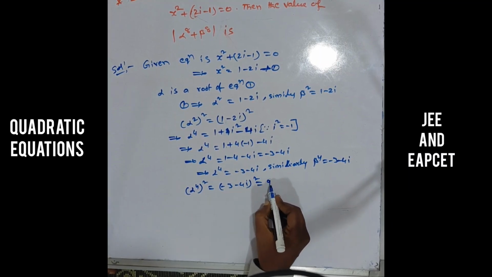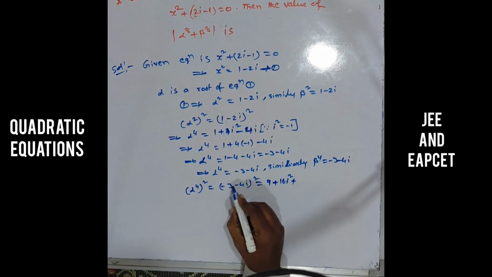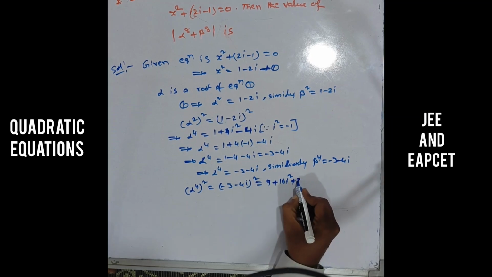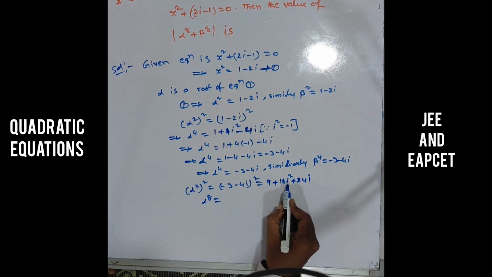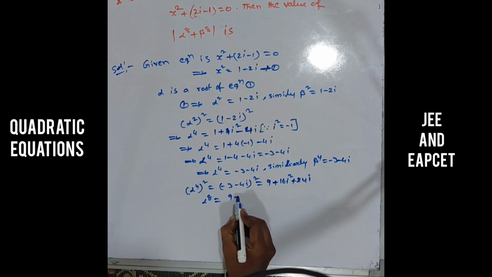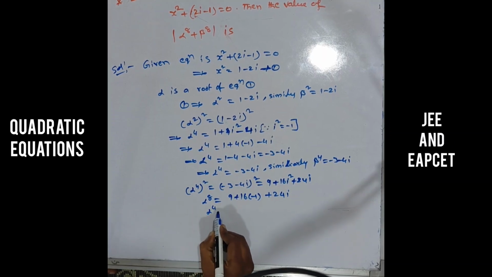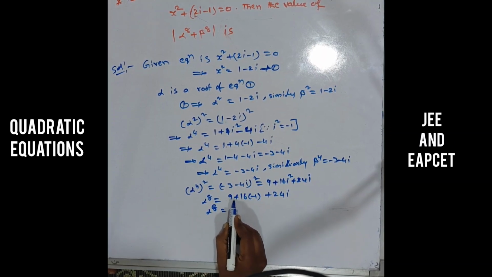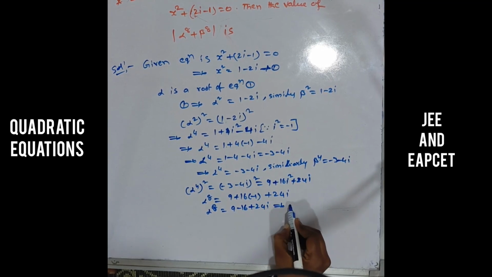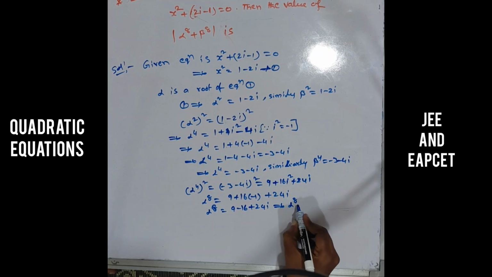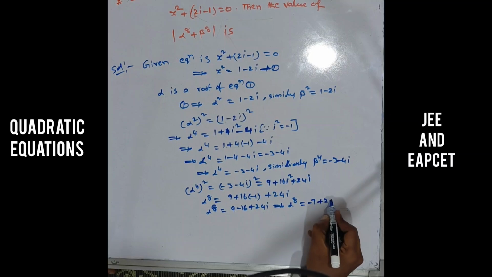So a square is 9, 3 square is 9, plus 16i square, plus 2ab: 3 times 2 is 6, 6 times 4 is 24i. Alpha power 8 is equal to 9 plus 16 into minus 1 plus 24i, since i square is minus 1. Alpha power 8 is equal to 9 minus 16 plus 24i. That implies alpha power 8 is equal to minus 7 plus 24i.